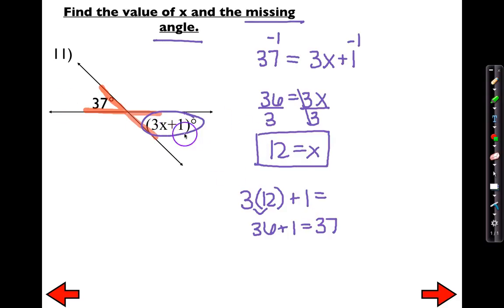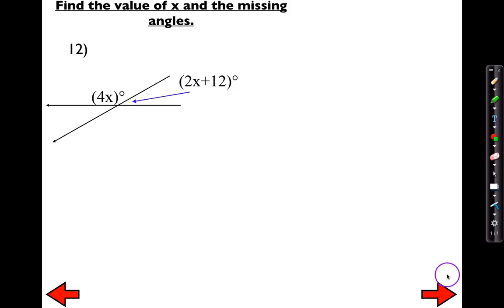No. Just simply knowing that these two angles are vertical angles tells you that they are congruent. So right away you could have told me that the missing angle is 37. So let's take a look at number 12. It says find the value of x and the missing angle.